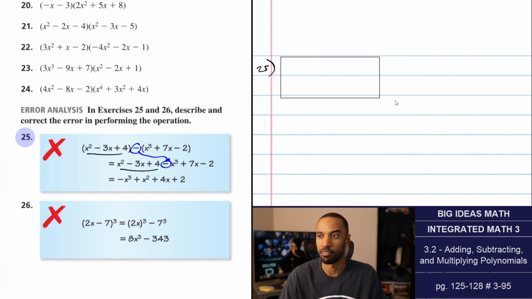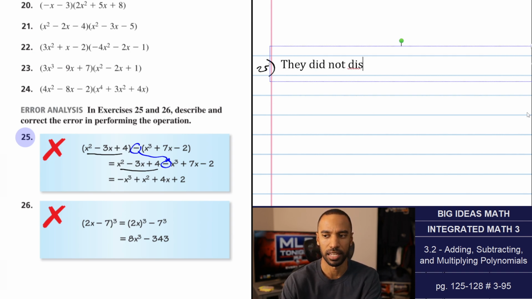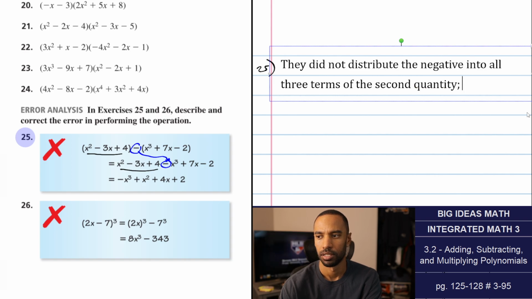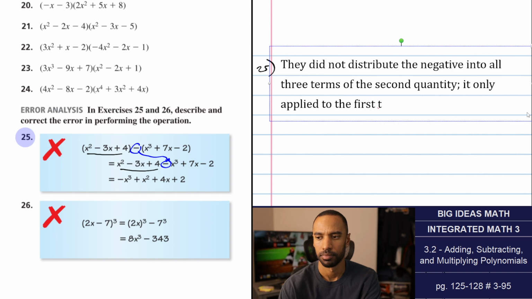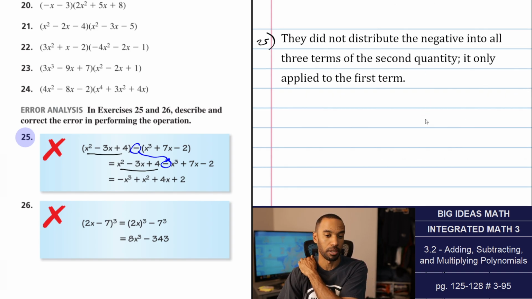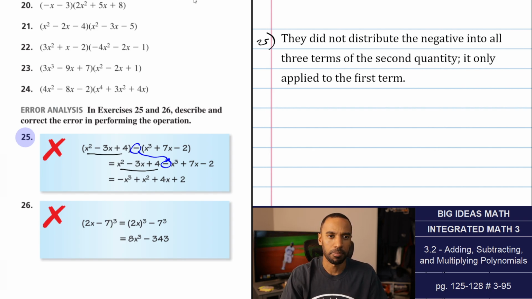So on number 25, and of course we have to correct it, so we've got to do the problem. They did not distribute the negative into all three terms of the second quantity. It only applied to the first term. Big no-no. That's what the parentheses are for, making sure that it's the entire quantity being subtracted. So I'm going to keep the original, and I'm going to rewrite it after parentheses.